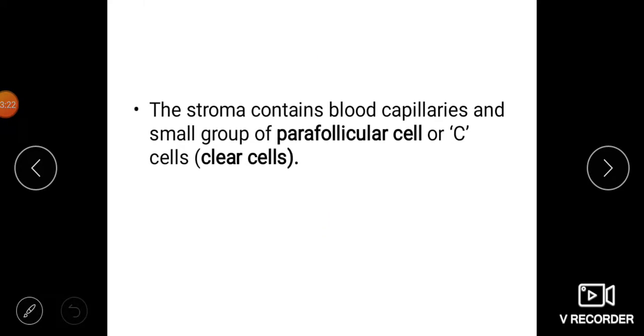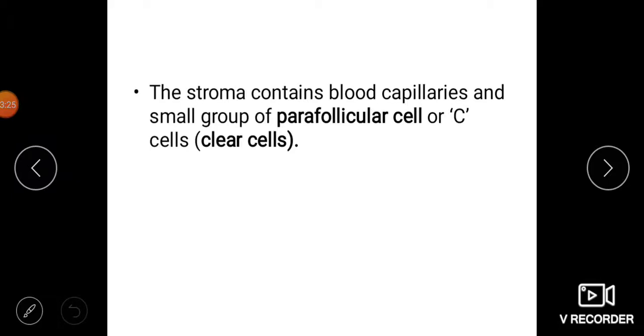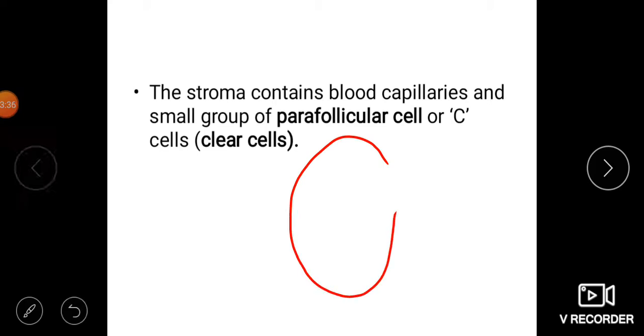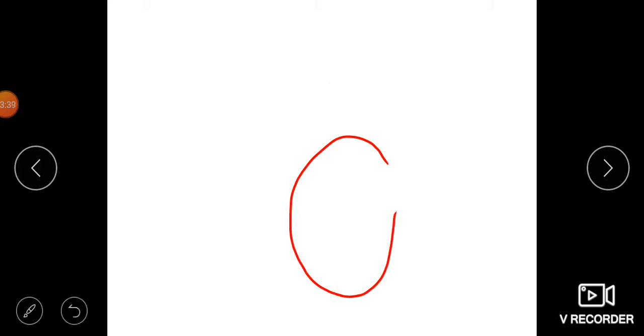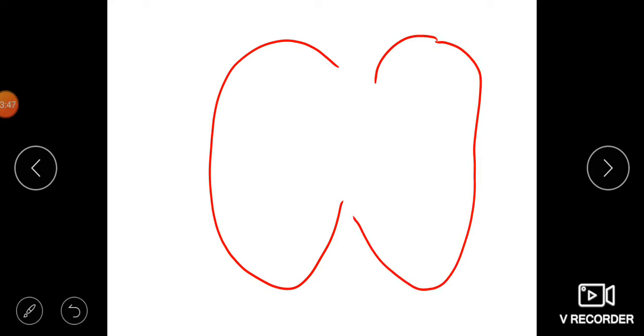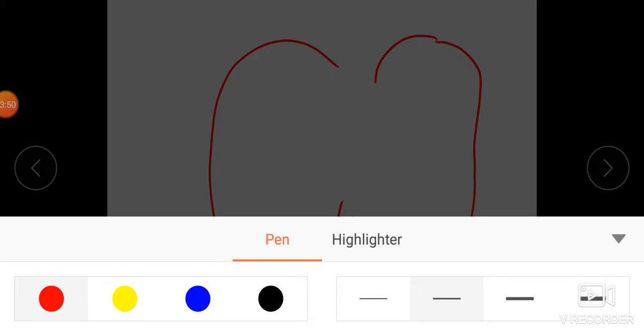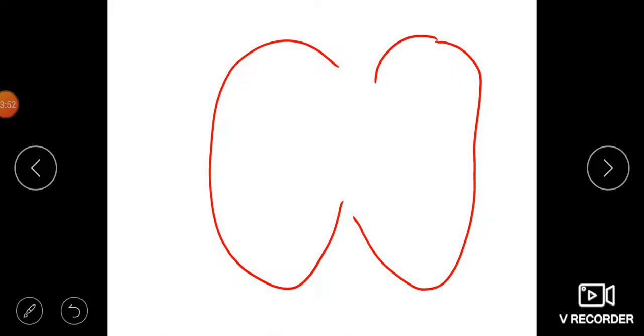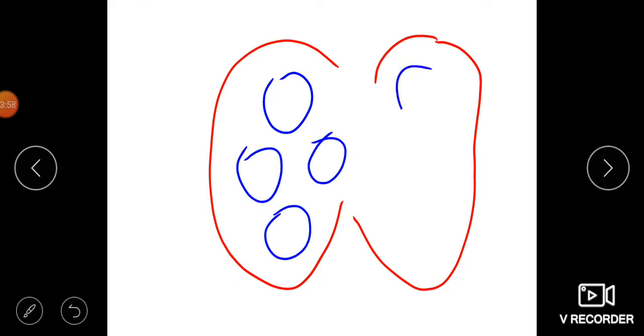The stroma contains blood capillaries and a small group of cells called C cells or parafollicular cells. This is one lobe of the thyroid, and this is the other lobe of the thyroid gland. Inside the thyroid gland there are many round structures called follicles.